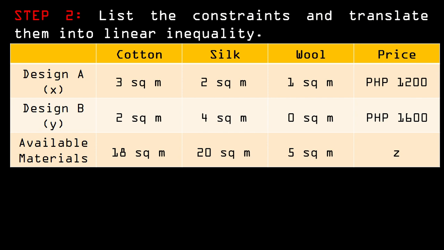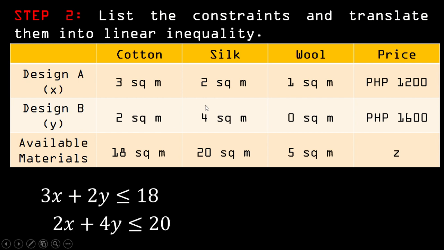Okay, so again, for step number 2, we have the cotton, the silk, and the wool. And for step 3, we have the total maximum amount of money. Okay. So let's start first with the cotton. As you notice, same procedure from our first problem. Since the maximum available cotton is 18 square meters, we have for the cotton 3x plus 2y less than or equal to 18. So again, 3 times the quantity of design A gown, plus 2 times the quantity of design B gown, less than or equal to 18. It is less than or equal because the available material here is only 18.